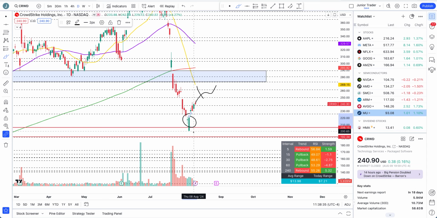If I would be doing this as a swing, I'd have my stop loss down here. But since it's a DCA for me, I'm going to be buying for CrowdStrike only. I don't do this with every stock. It's just with CrowdStrike, I know this is an overreaction, and that's why I'm DCAing into it.